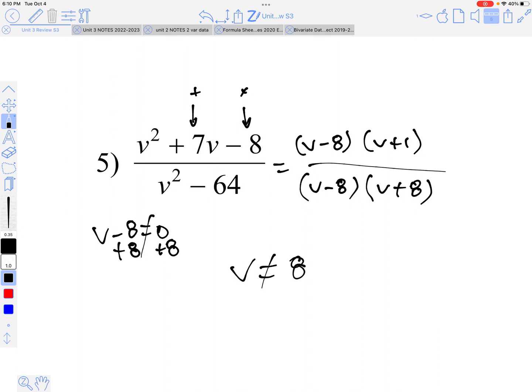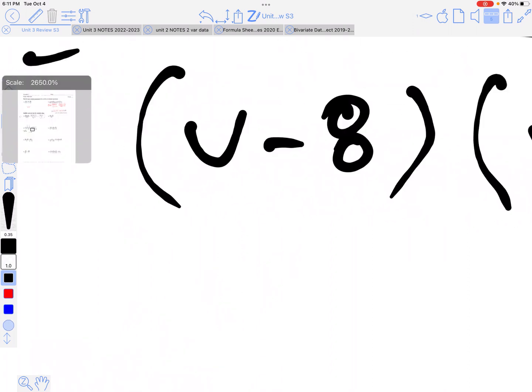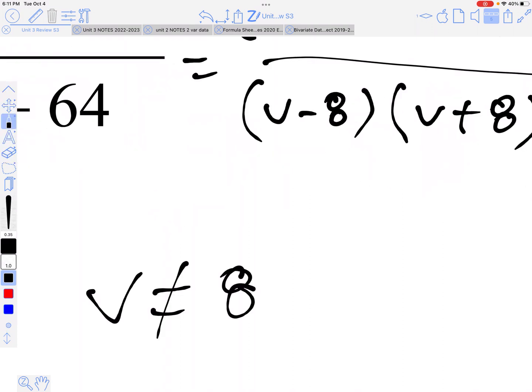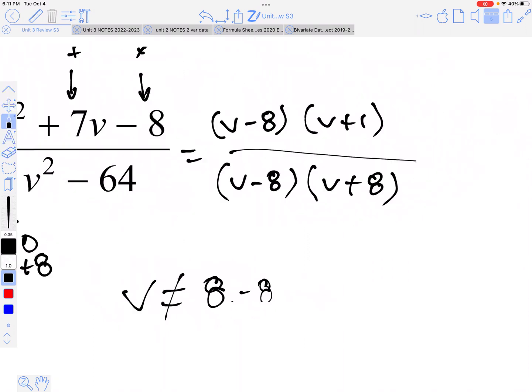So v cannot be 8, or you can just analyze it. So what would make this factor 0? Well, 8, right? So if I plug in a 6 there, 6 minus 8 is negative 2, so obviously not 6, but if you can think of what numbers would make it 0, then you're good. So 8 and negative 8 are the excluded values.